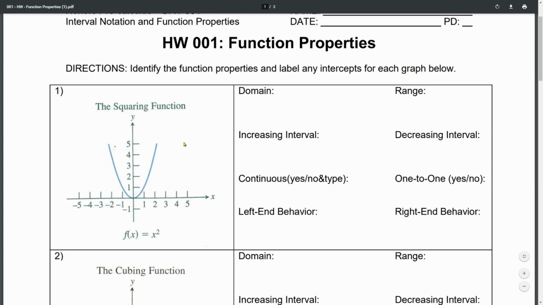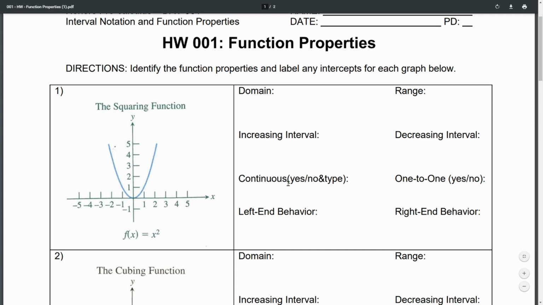An increasing interval is anywhere where the function is increasing in value. Decreasing interval is anywhere where the function is decreasing in value. A continuous function is any function that you can draw without taking your pen off the paper. There will be no holes, so you can see this function is continuous.